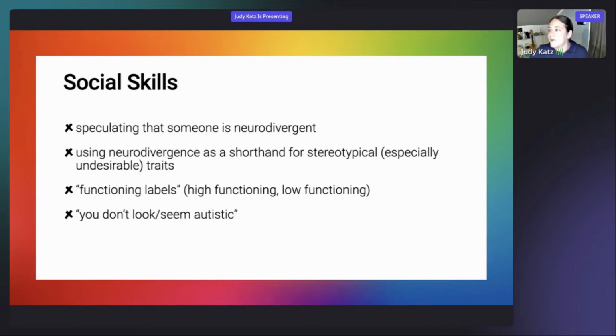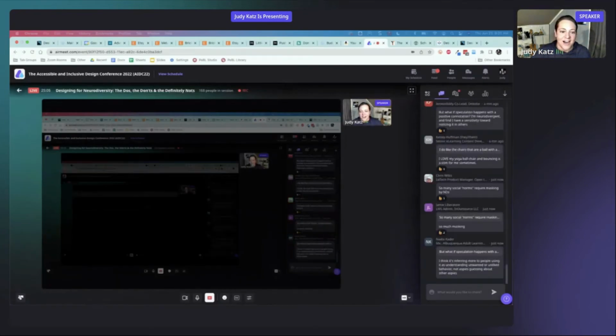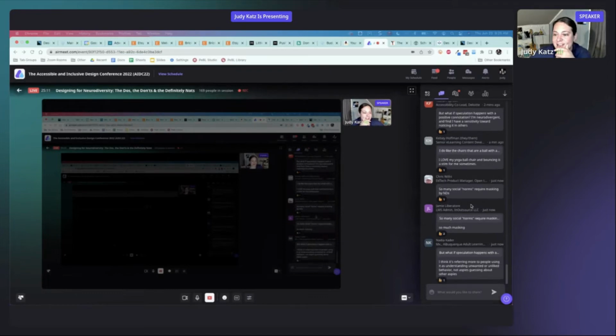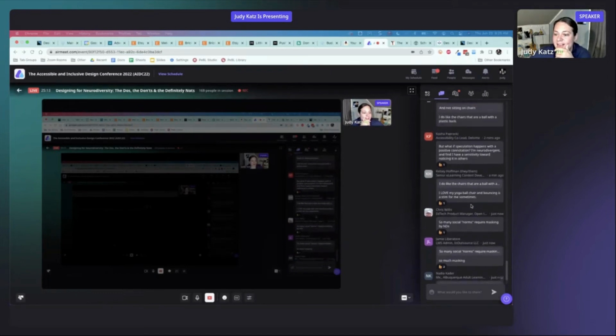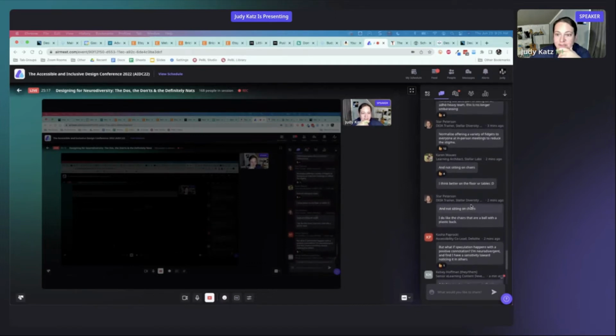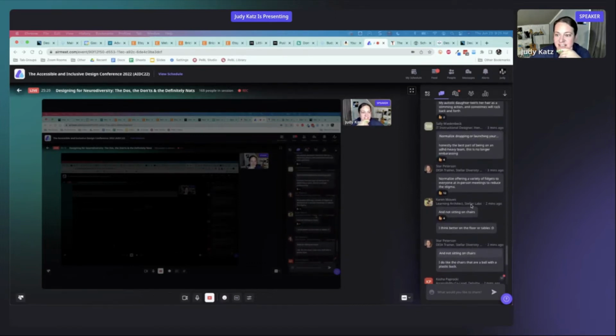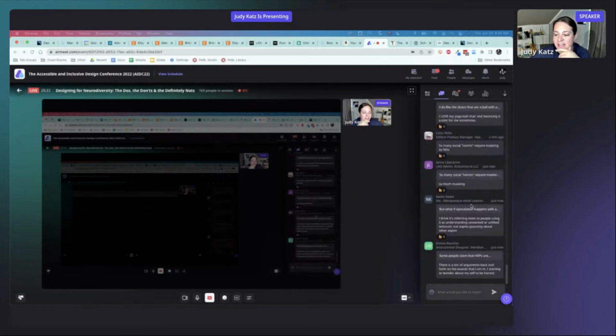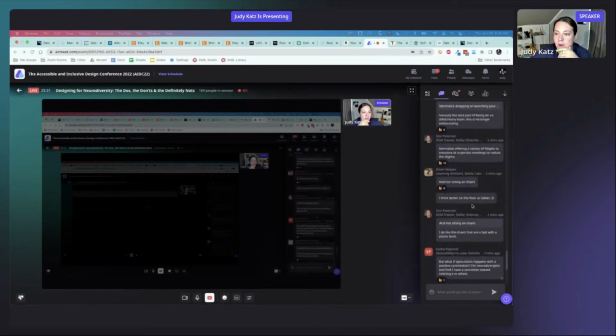So I'm actually going to take just a moment. Like I said, when I'm in this view, I can't really see the chat, but I'm going to switch out and see. Oh, fantastic. A yoga ball as a stem. Normalize offering a variety of fidgets. Yes, we're going to see that when we get into the, oh, I cannot wait to come back and read all of the comments. I just wanted to see if there were any sort of urgent questions before we go into the last part.